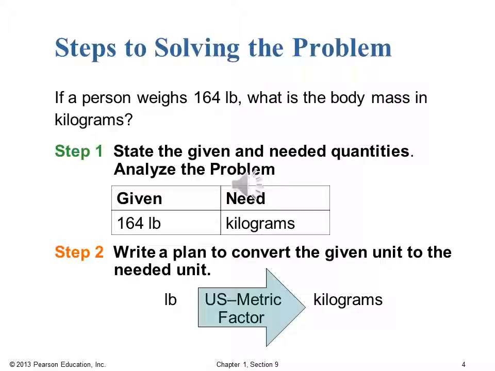For step 2, write a plan to convert the given unit to the needed unit. We have pounds as our given unit, the kilogram is our needed unit, and we know it's going to involve some sort of US to metric factor. Pound is in the English system, the unit system we use here in the US, and finally, of course, we want to end up with the more standard worldwide metric system unit.